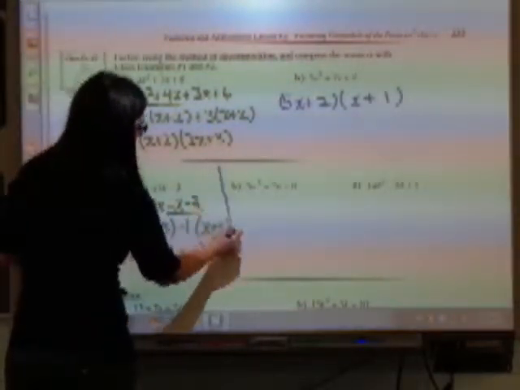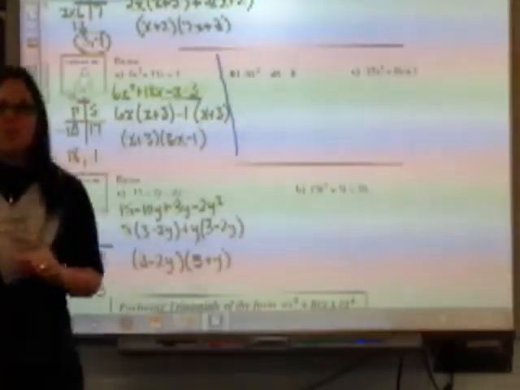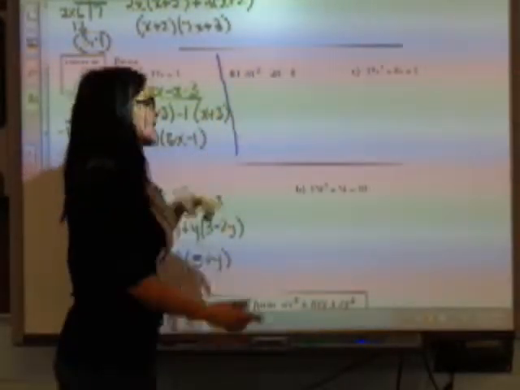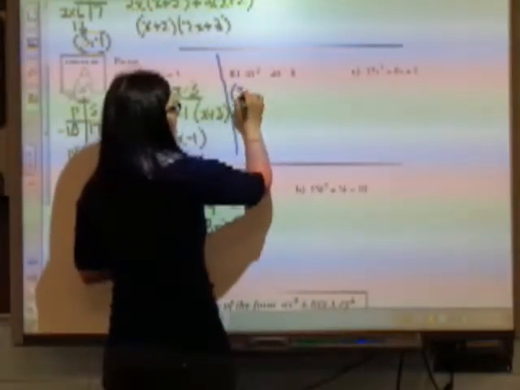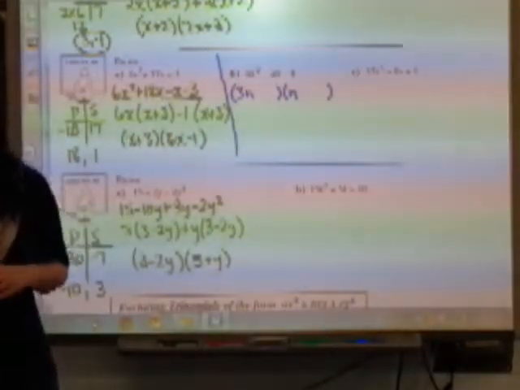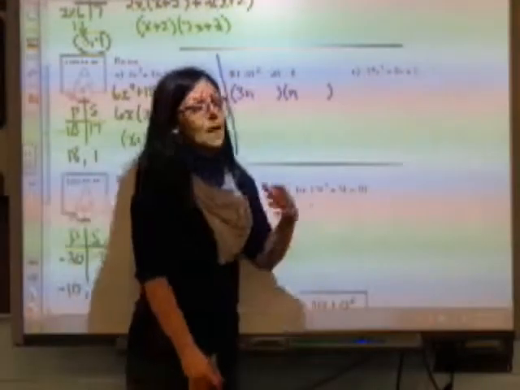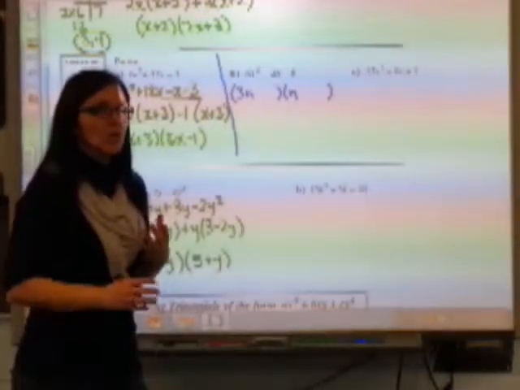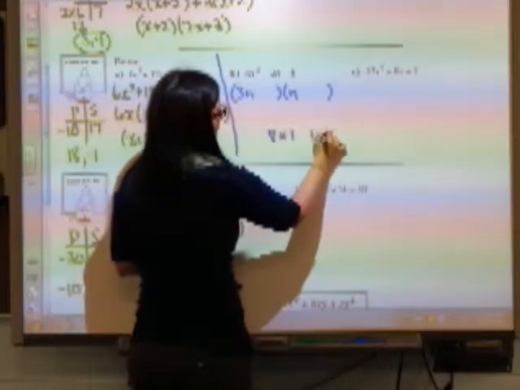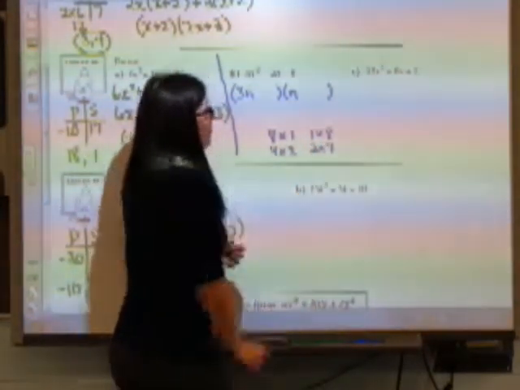So now if we look at class example 4b, 3n squared minus 2n minus 8. Because the 3 is a prime number, I can choose this method. Because I know that in order to get 3n squared, I have to have 3n times n. The negative 8 becomes a little bit more tricky, because in order to get 8, I can have 8 times 1, or 1 times 8. I can have 4 times 2, or I can have 2 times 4.